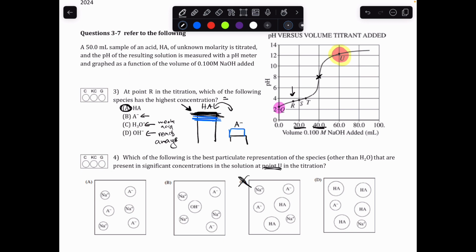So that narrows it. That can't be C or D because those still show HA floating around, and after the equivalence point, all the HA has reacted. And then the next biggest thing is that at U, we are past the equivalence point, so you should have excess base that didn't react with anything. A would be an example of like at the equivalence point, because you don't have excess OH and all the HA has reacted, and so you just have the products that have been made.